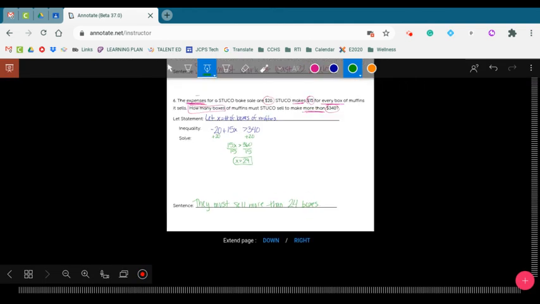Okay, let me know if you guys have any questions over either of these problems, and you guys can get started on your homework.